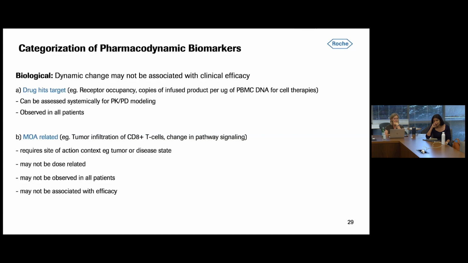And it actually goes very nicely into this next segment, but I can touch upon it when I discuss the categories of pharmacodynamic markers. Maybe we can just go to some more questions.